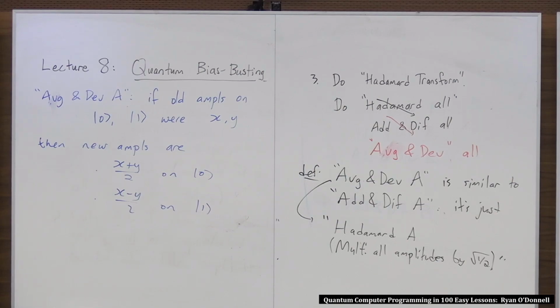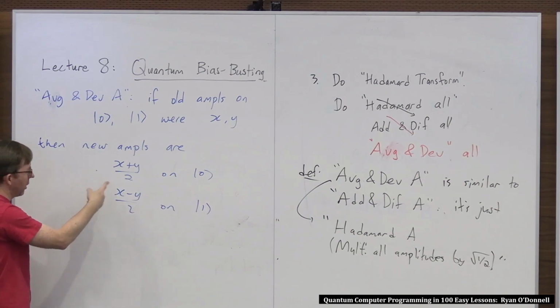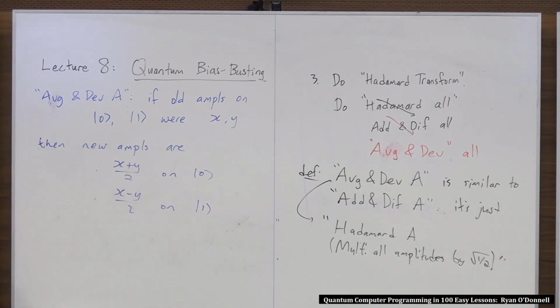Okay? So really, you could say this is just the same as add and diff, except we divide all the amplitudes by 2. Yes, that's true. And Hadamard is just the same as this as well, except you divide all the amplitudes by square root of 2, which is annoying.